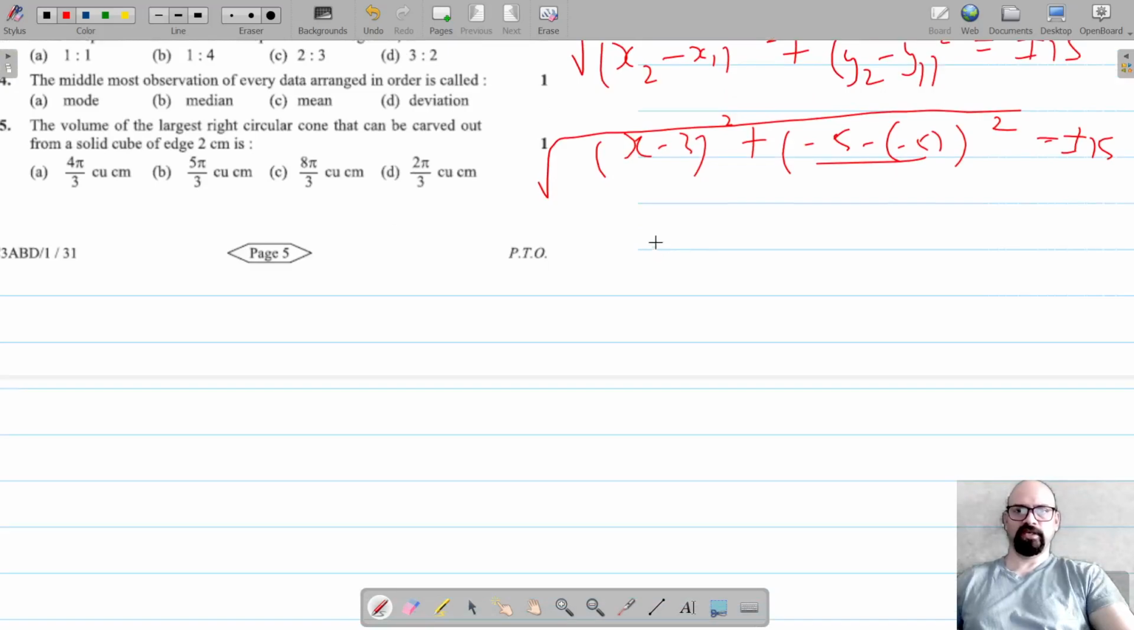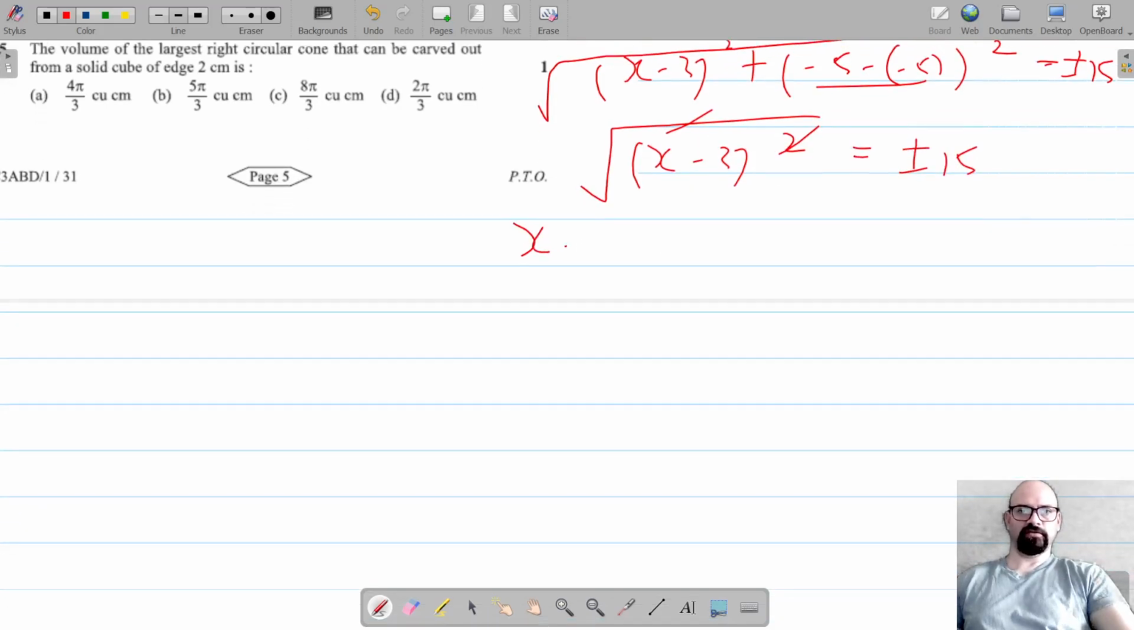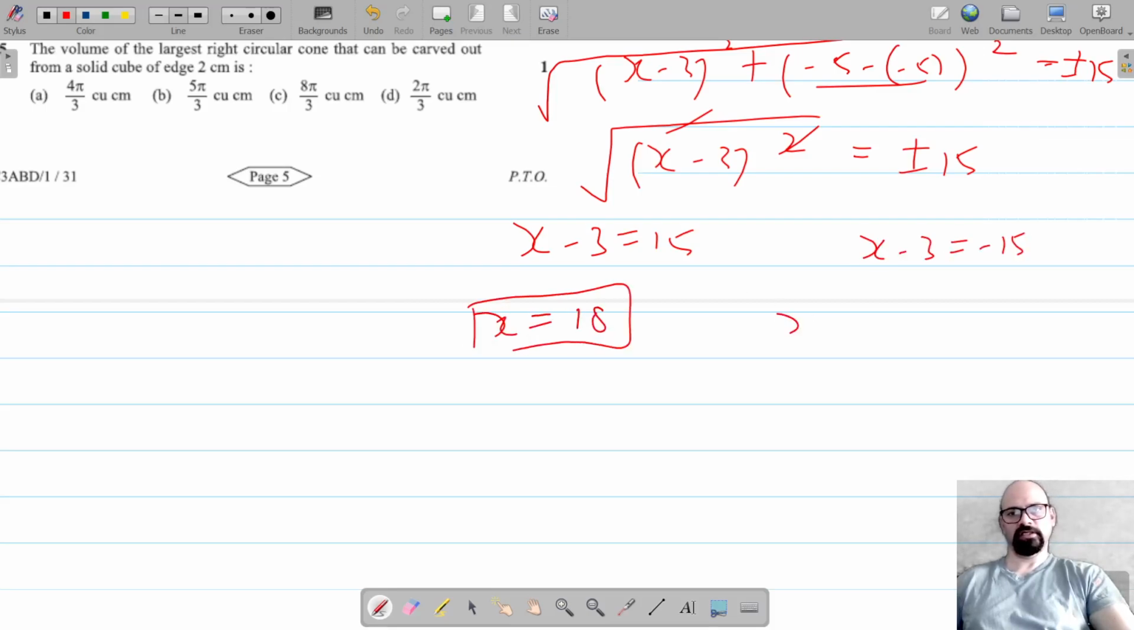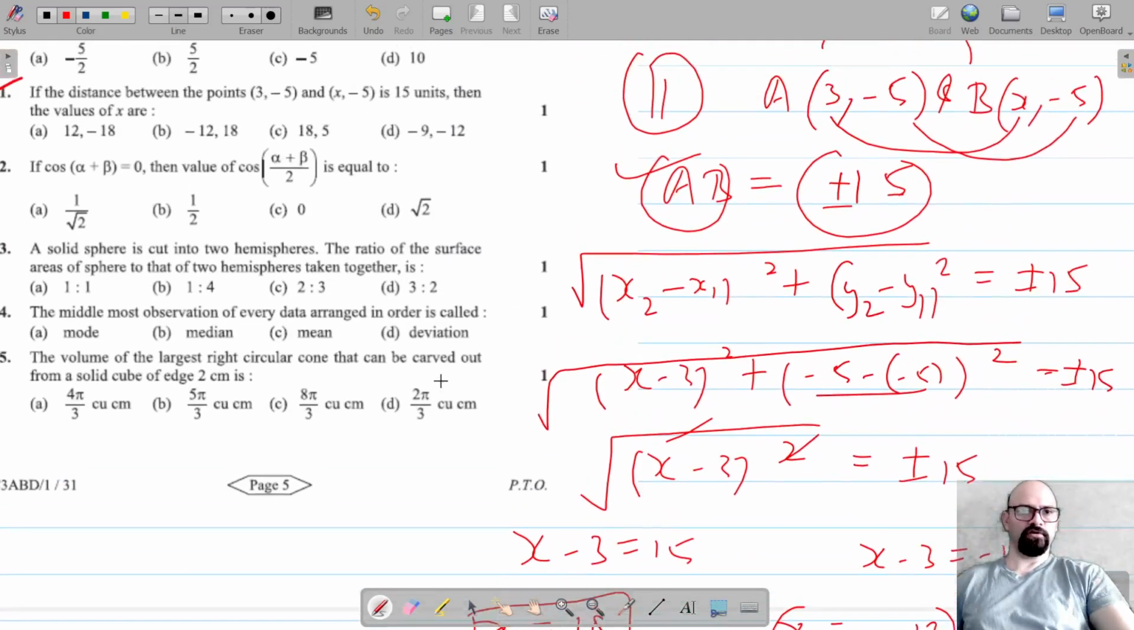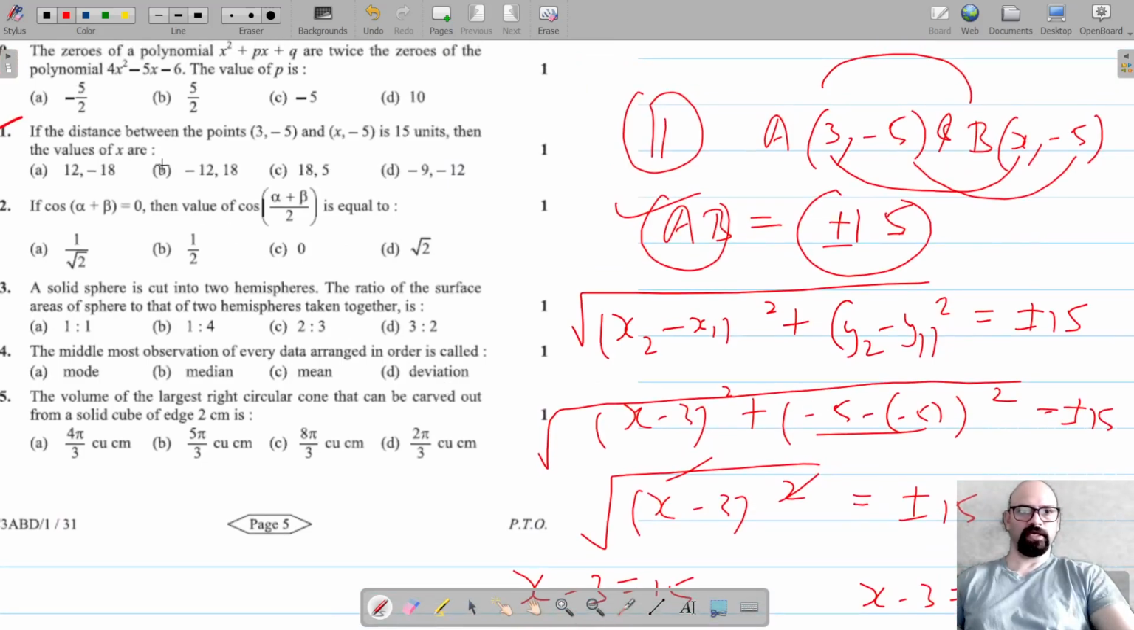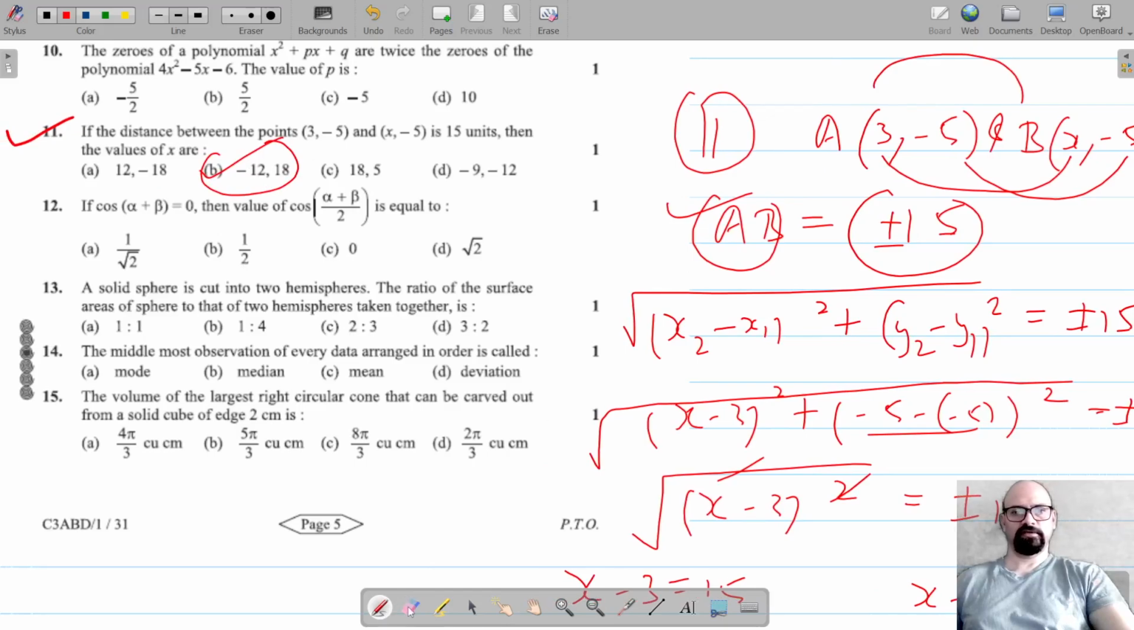So this is 0, and we are left with x minus 3, the whole square under root, equal to plus minus 15. So this gets cancelled. So x minus 3 is equal to 15, or x minus 3 is equal to negative 15, which gives us x is equal to 18 and x is equal to minus 12. So minus 12 and 18 should be the option. This is our answer. That is B.